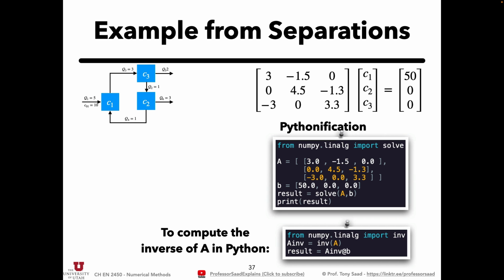All right. So for this problem, this is how we would do it. From numpy.linalg import solve, you create A as a nested list, and you create b and pass it to solve as (A, b), and then it gives you the result. Let's go ahead and do that in Python.